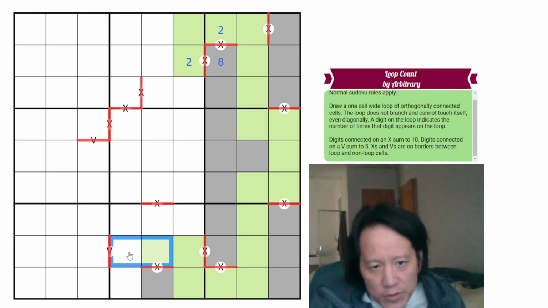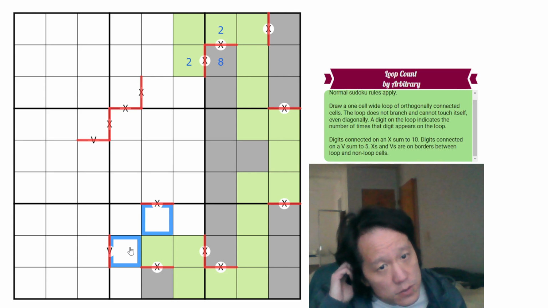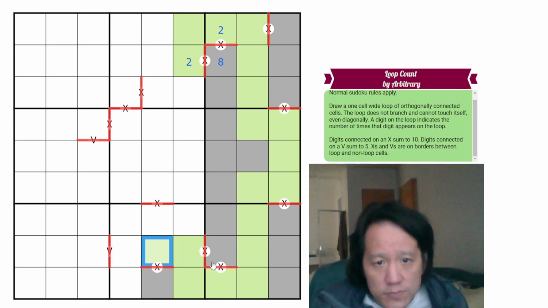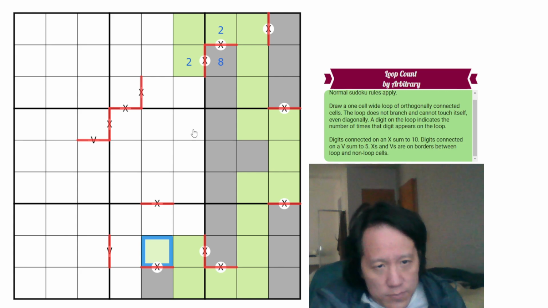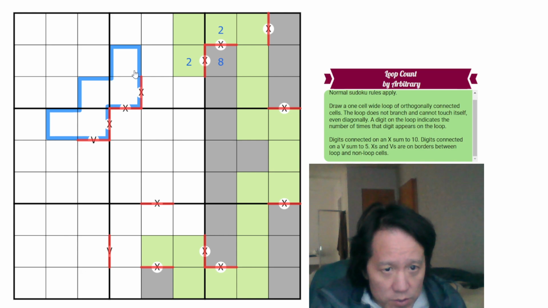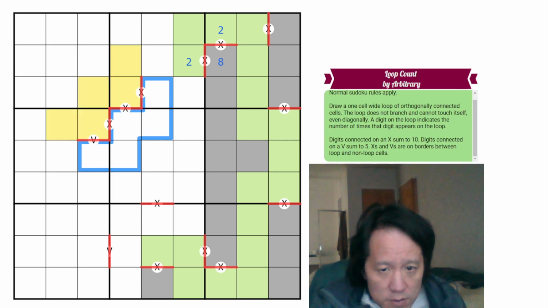So it could go either here or here. We don't know which. This could go this way. It would have to go something like that. Or it goes something like this. Right? So either way, it's either this or it's this. But we don't know which.